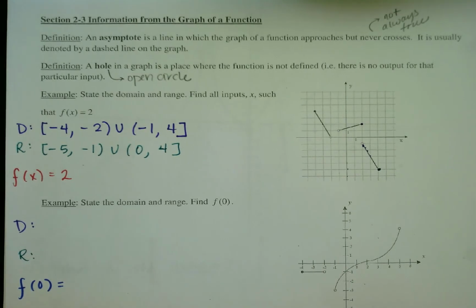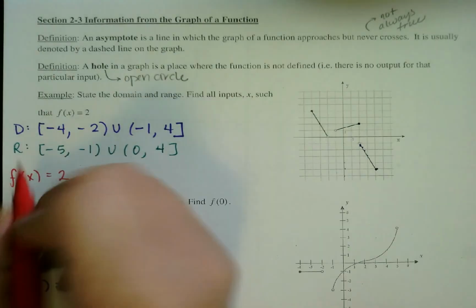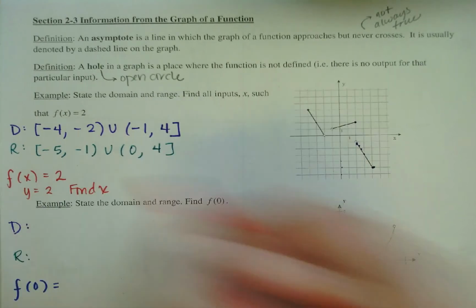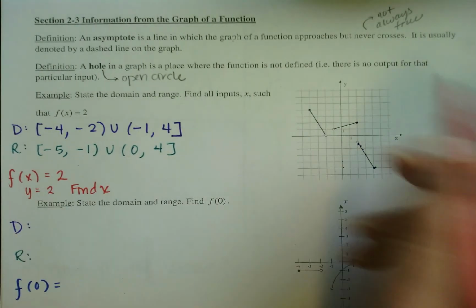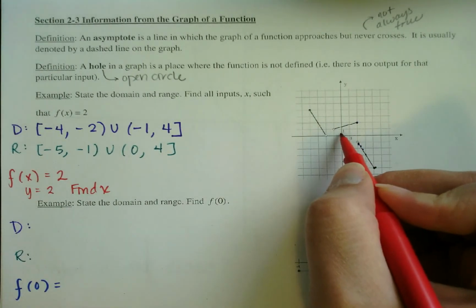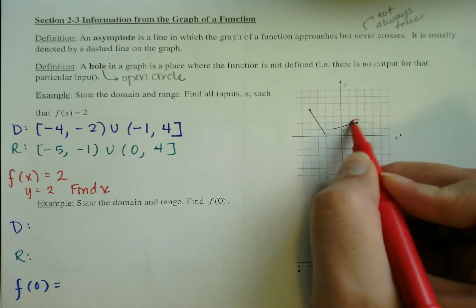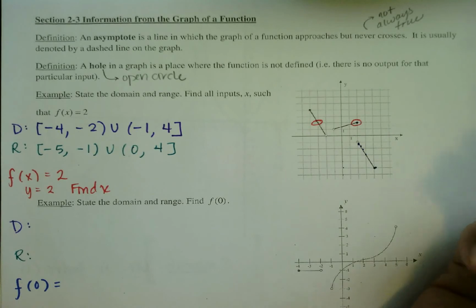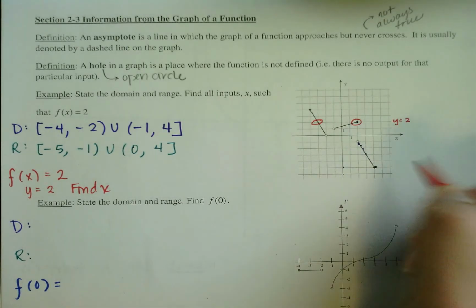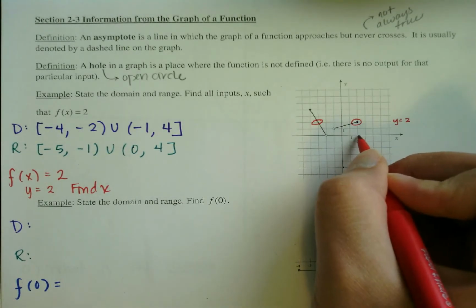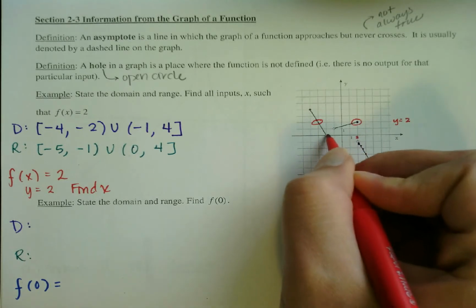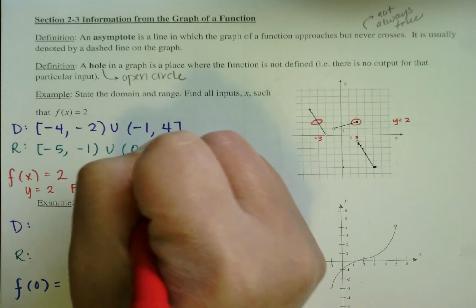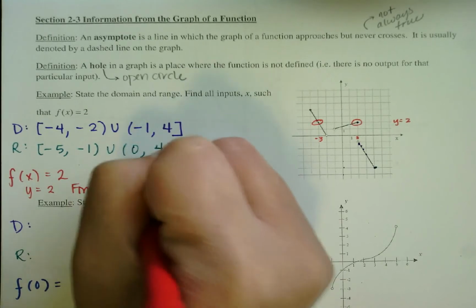Now, f of x equals 2. This means y equals 2, so find x. Go to the y level of 2. We just talked about that. When y equals 2, you got two numbers, so two x values. This is the y level, y equals 2, and the x values are here. So that's 2, and the x value is negative 3. So x equals negative 3 or x equals 2.